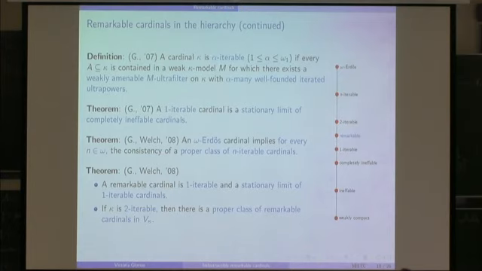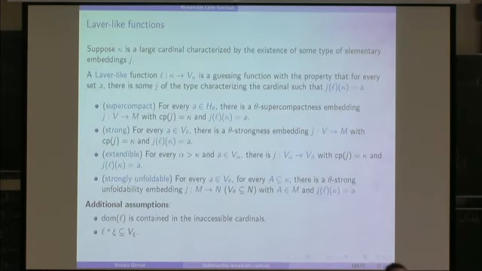And so where do the remarkables fit into the picture? So a remarkable is one iterable, and it's a limit of one iterables. So a remarkable is stronger than a one iterable. But if you already have a two iterable, then there's a proper class of remarkables in V kappa. So they're really sandwiched very nicely between one iterable and two iterable. So that's my excuse for talking about the iterable cardinals. And that's it for the hierarchy. So we know precisely where they are in the hierarchy.